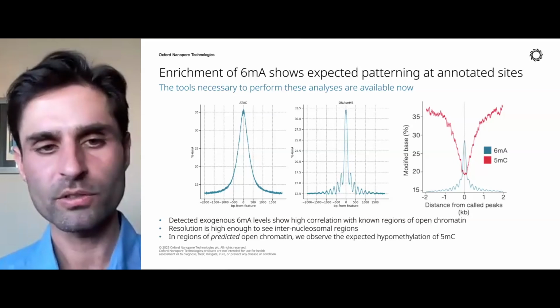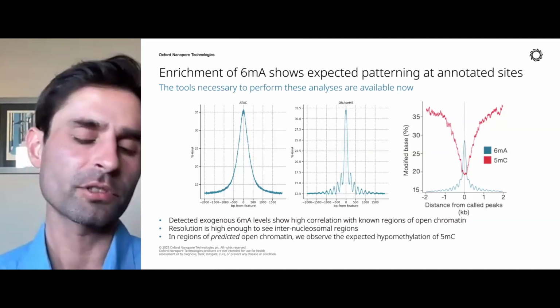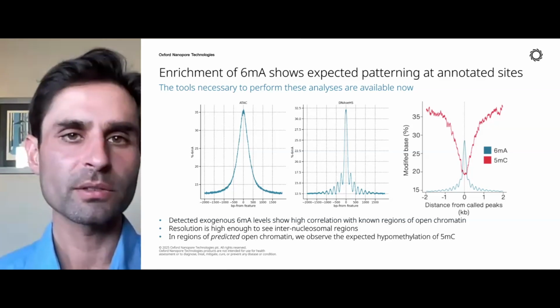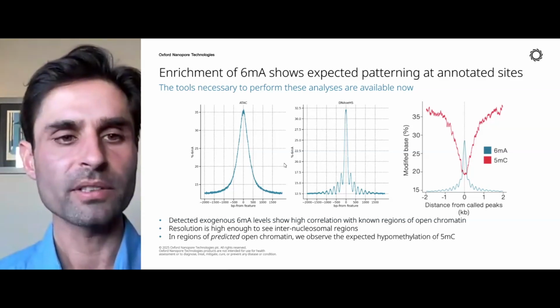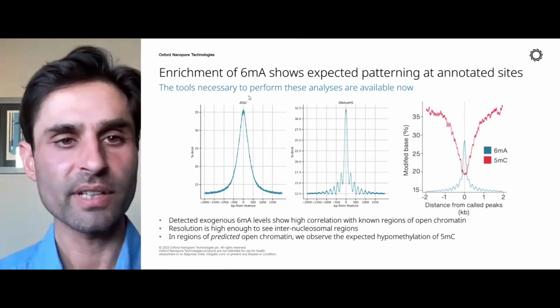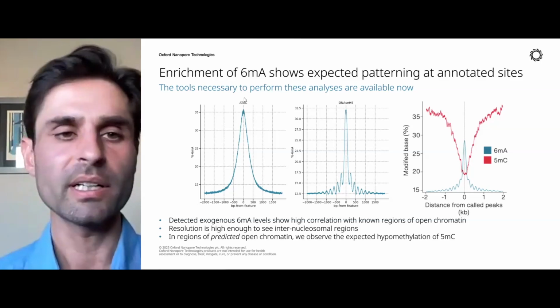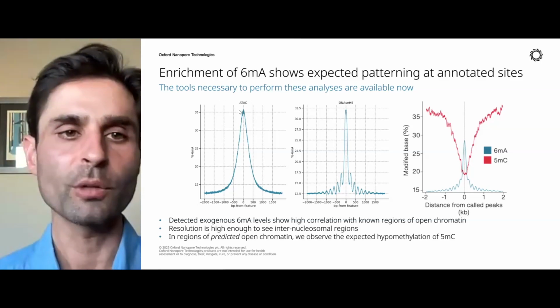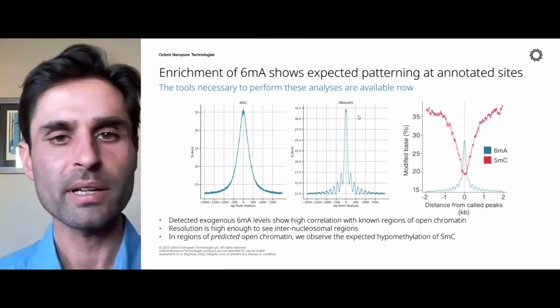But when we do this and we use the modkit localized command like I was showing earlier, you can start to look and make sure you're seeing patterning you expect. So here, what I'm showing on the left two panels are 6mA enrichment at various features. So this is at ATAC-seq peaks. That's another method for looking at open chromatin, and you see this enrichment right dead center of the ATAC peaks, which is great.